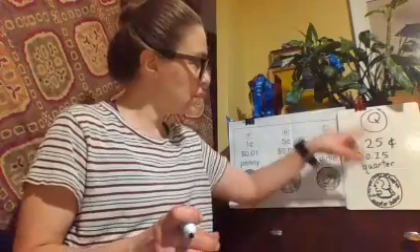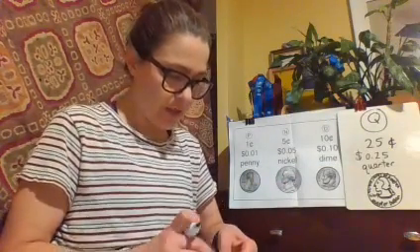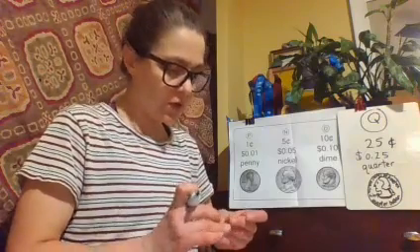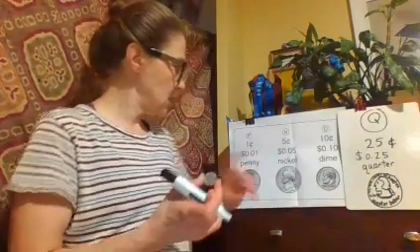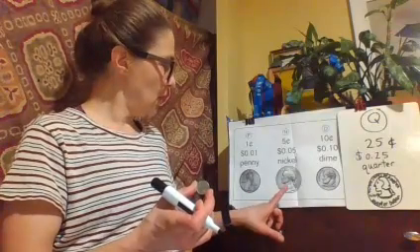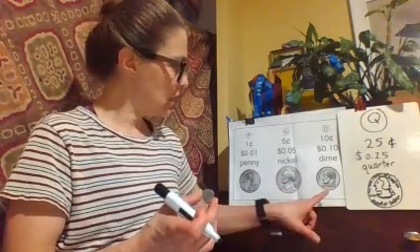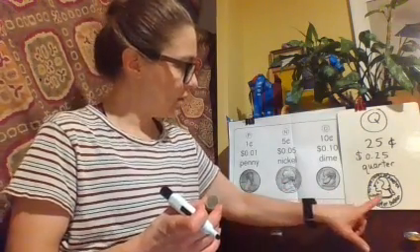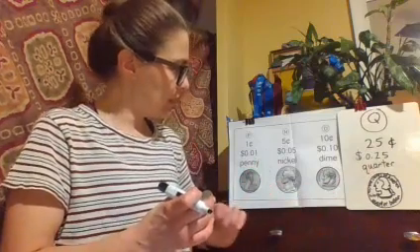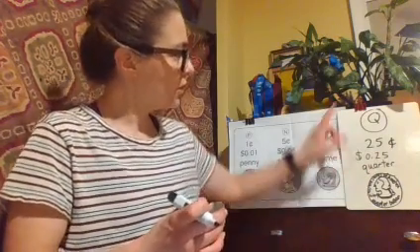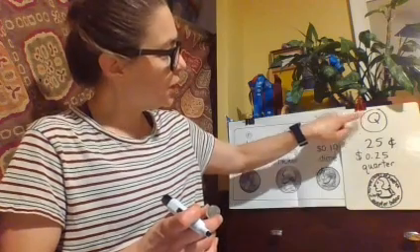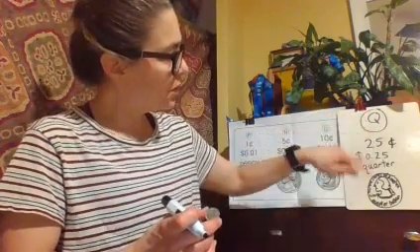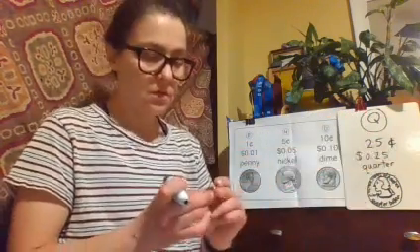Okay, and the next one is the quarter, and I tried to draw it there because I didn't have it written. The quarter also has a head of, I think it's Washington, President Lincoln, Benjamin Franklin, Eisenhower, Washington, I'm not sure. I can't remember from when I was in school. The quarter has a capital Q, 25 cents.